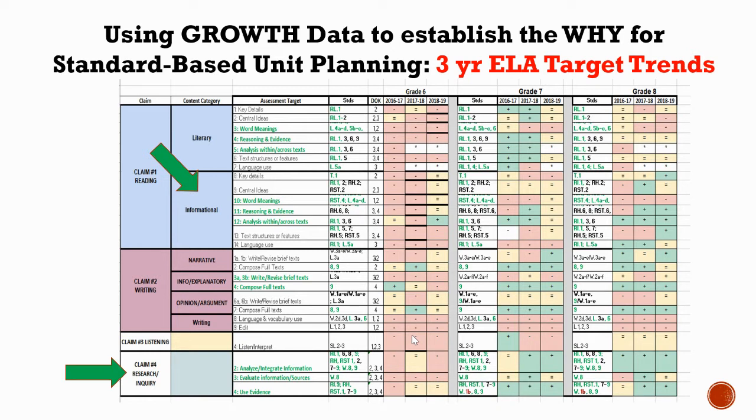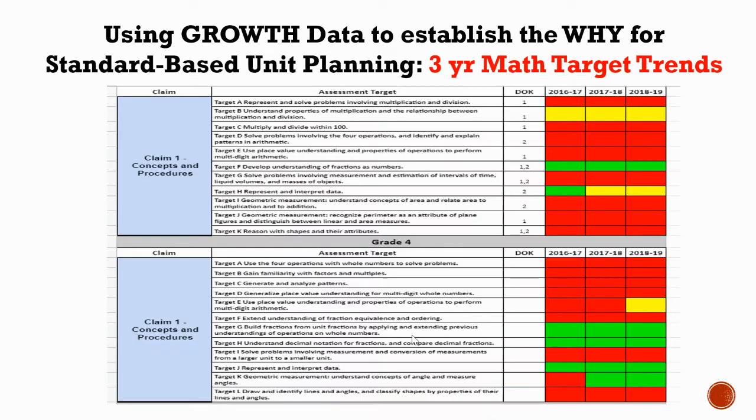Even though it is beyond this course to go into the detail, this slide provides an example of how one district created a Smarter Balanced ELA target report showing their 3-year trend, where green shows where students are reaching proficiency in each target and red shows in which targets they were below proficiency. Here's an example of 3-year target trends in mathematics. How effective is this school's Tier 1 instruction? Might they benefit from standards-based unit planning?